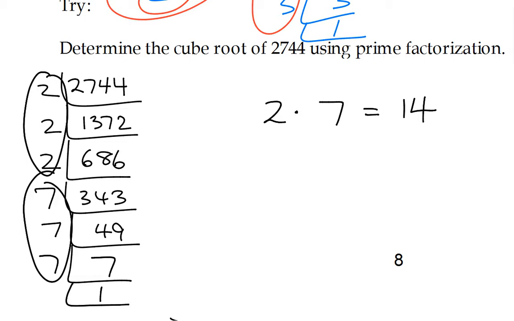Then it would not be perfect. Yeah, it wouldn't be a perfect cube root. And it wouldn't make the shape of a cube. It'd make the shape of a rectangular prism.